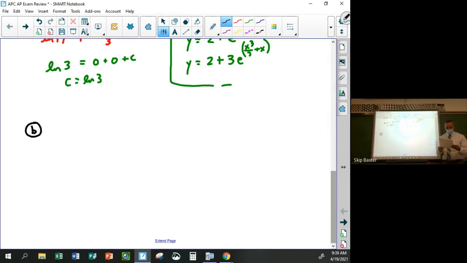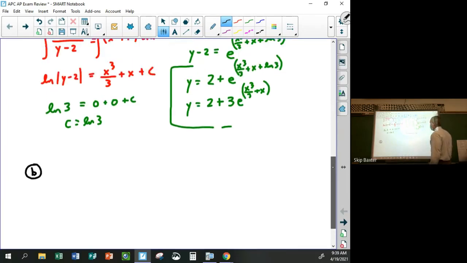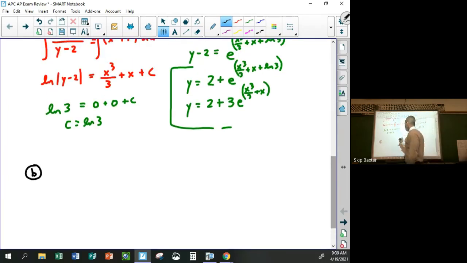Okay, the second part of this says find the limit as x goes to negative infinity of whatever you got in part A. So if I have the limit as x goes to negative infinity of, and you could use either expression. I'll use the top one, but it really doesn't matter. 2 plus e to the x cubed over 3 plus x plus ln 3.